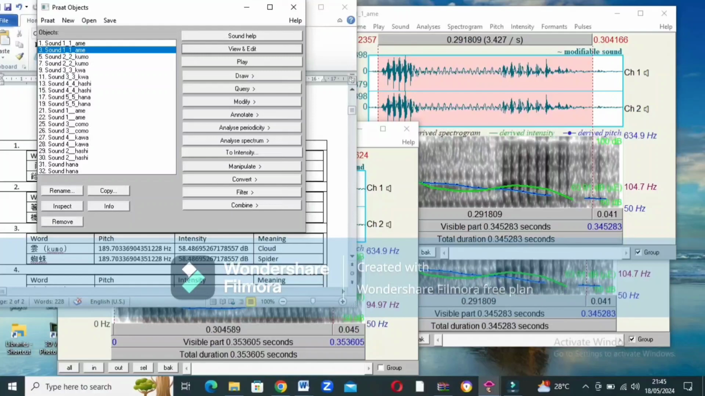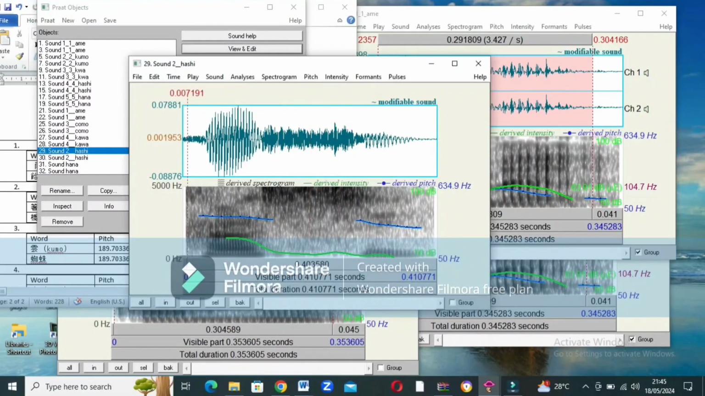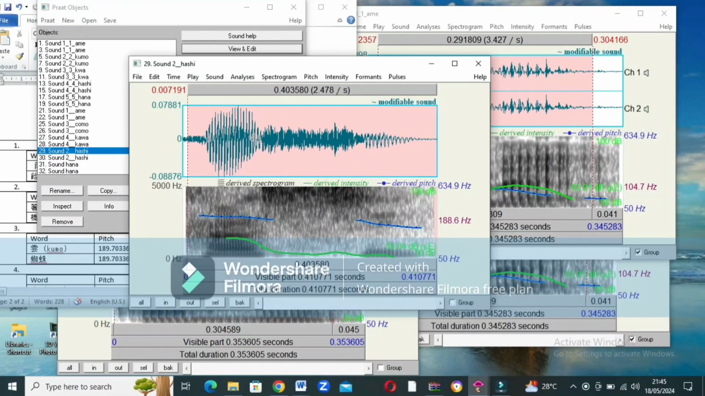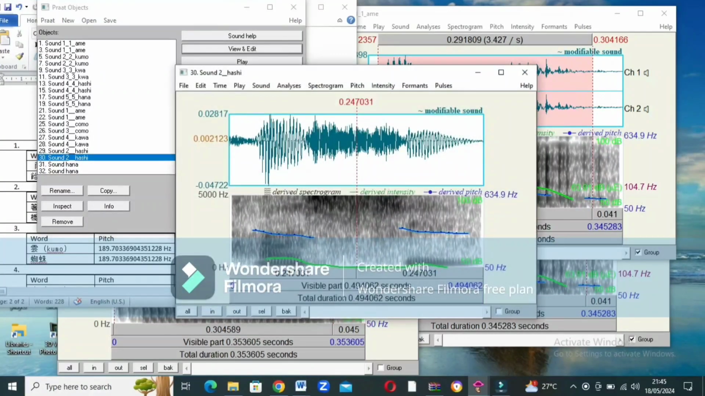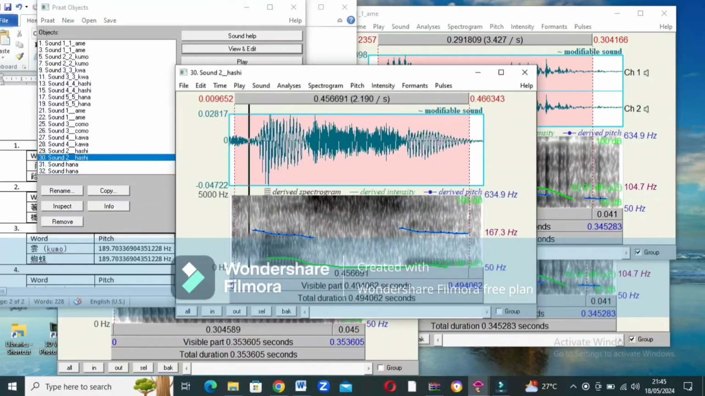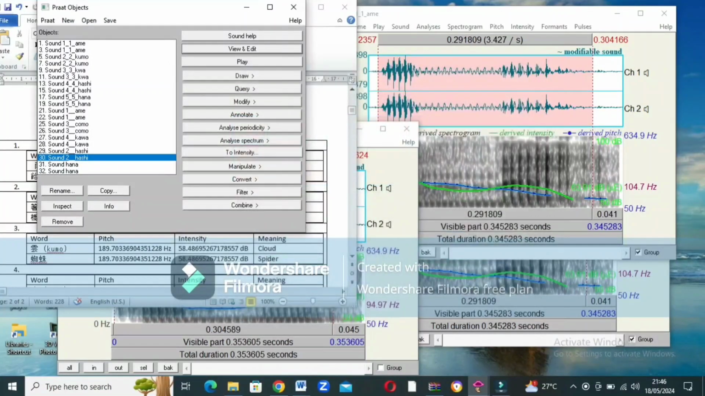First, hashi, this is Angel's voice. Okay, we have heard it. Okay, we move to the second hashi of Angel's voice.